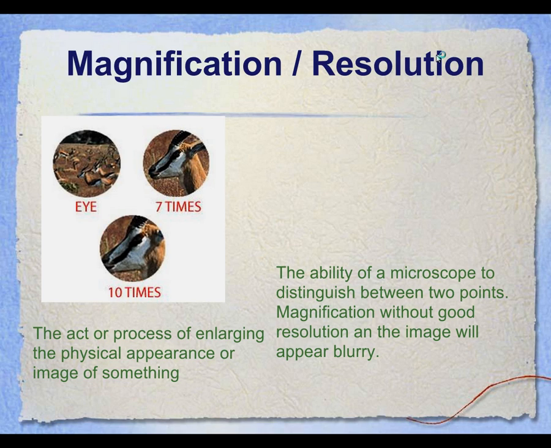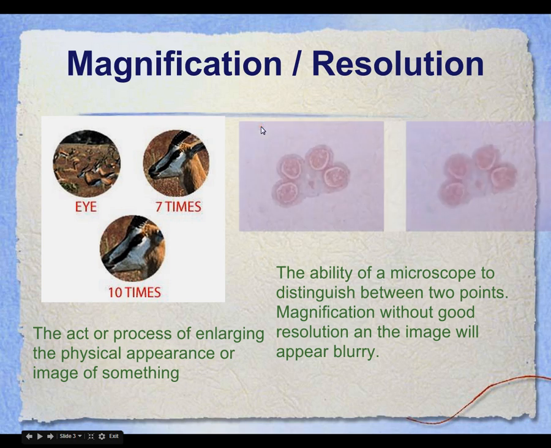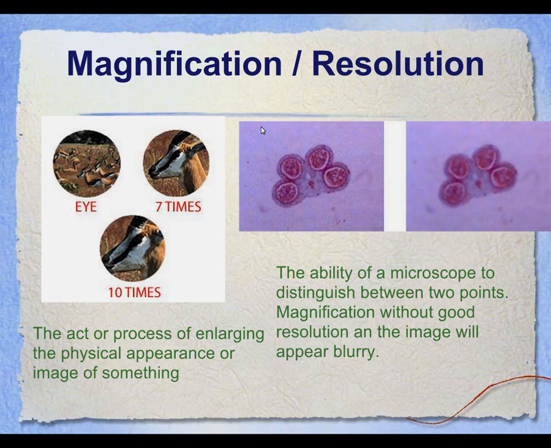Magnification has to do with how many times the physical appearance of the image is actually enlarged. Resolution, however, has to do with how clear that image is and the microscope's ability to distinguish detail. If the resolution isn't very good, then the image will appear blurry.